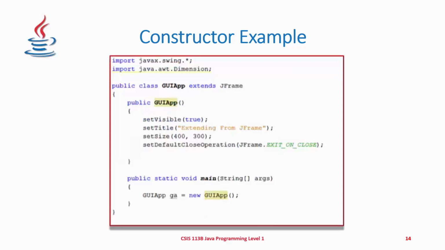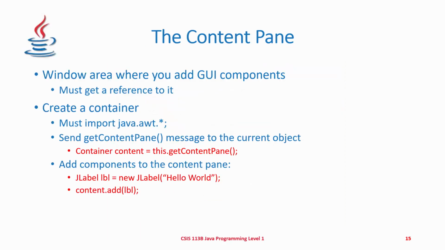You'll see that we're using our data type, which is GUI app, so that's what the class name is. We're going to name the instance GA in this example, and then that'll be equal to new GUI app parentheses. So that's the actual call to the constructor. That's what says make a copy of all that code, create an object of it, and assign it the name GA.